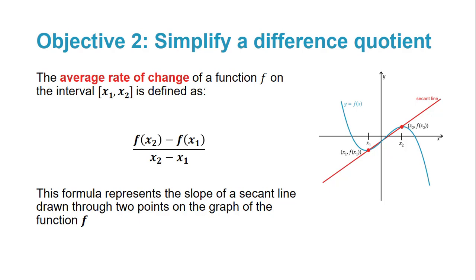Recall that we discussed the average rate of change and defined it as the average rate of change of a function f on the interval x1 to x2 is defined as f of x2 minus f of x1 divided by x sub 2 minus x sub 1. And that this formula is really the slope of a secant line drawn through 2 points on the graph of a function f.